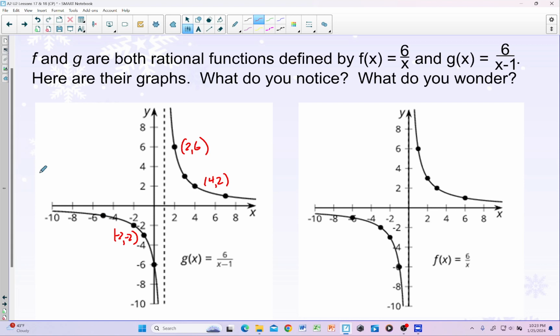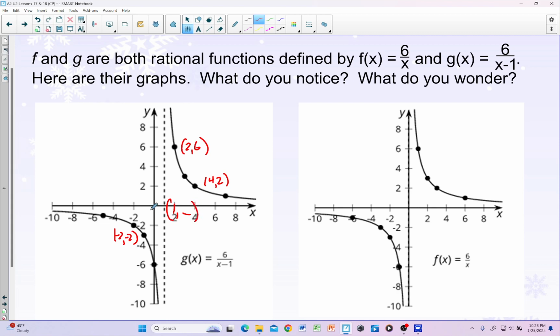But I want you to think about this. Look at where this dotted line is. Why is there a dotted line here? And why is it at 1? Okay, so if we look at this dotted line, the points along this dotted line are located at 1, something.